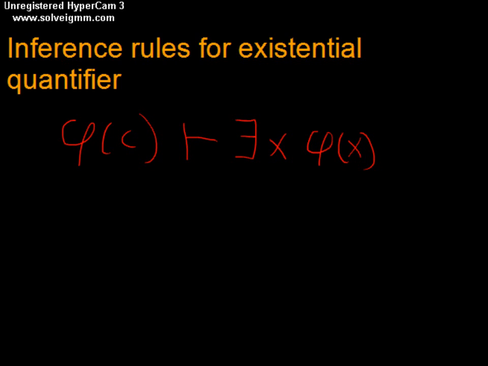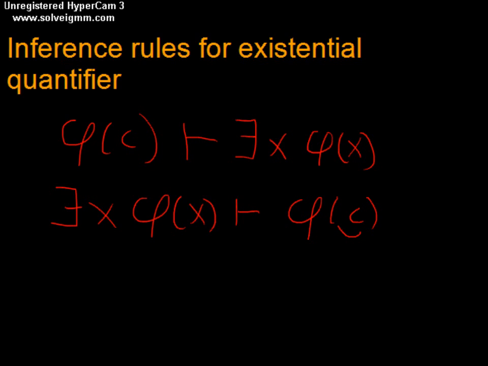Then the elimination of the existential quantifier. If there exists x phi x is true, then we can always infer phi C, where C is a constant that was not used before. So it is a very new constant.